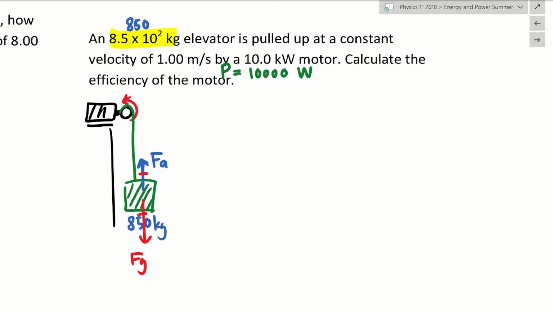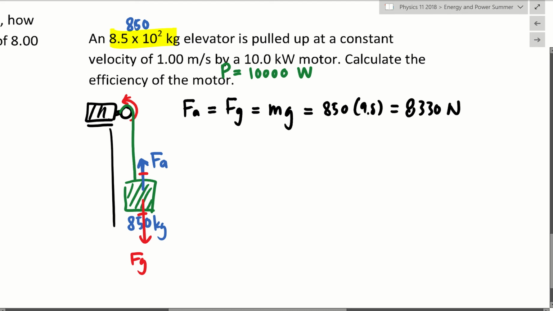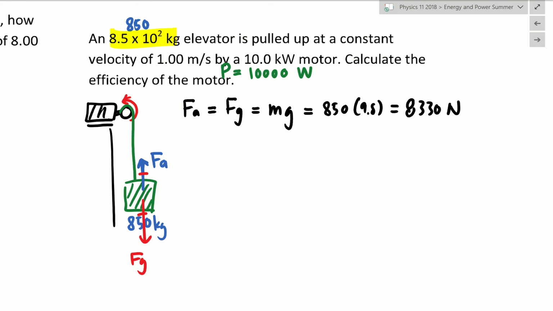Now, because the question said that this object is going at constant speed, we know that it must be exactly matching. Constant speed means we have to match it exactly. So the applied force must equal gravity, which is mg. That's easy. That's 850 multiplied by 9.8. You can check it, but it's 8,330 Newton. So that's the amount of force.